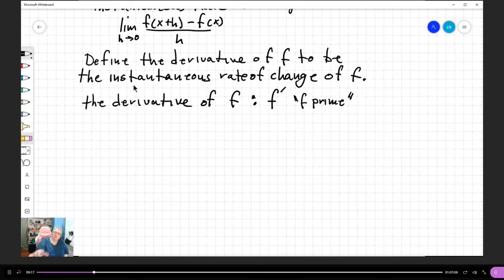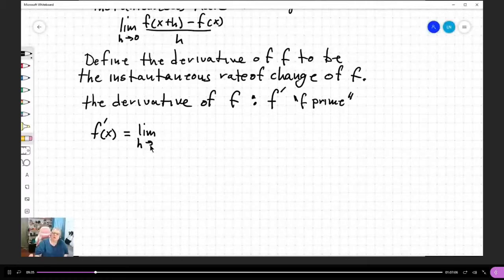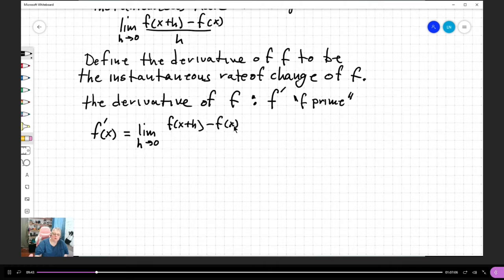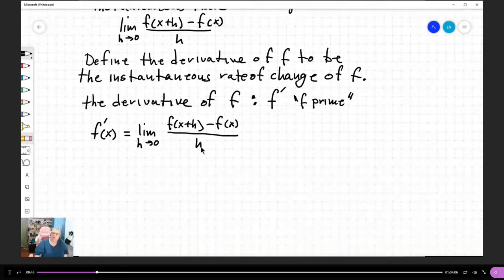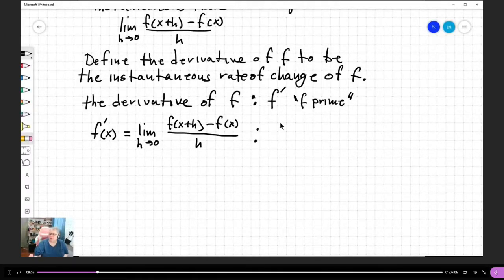All right, so now with our limit formula and this notation, I can write f prime of x, the derivative of f of x, is equal to the limit as h goes to 0 of the difference quotient. This is what we refer to as, I'll put a colon here, the limit definition of the derivative.